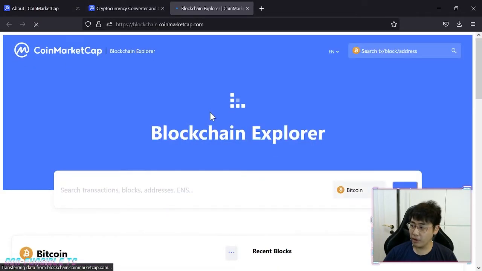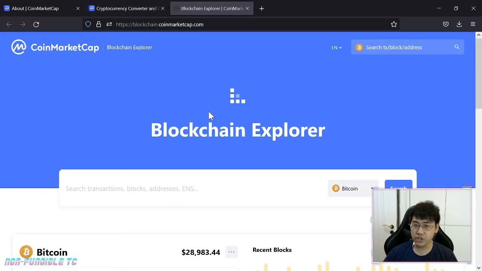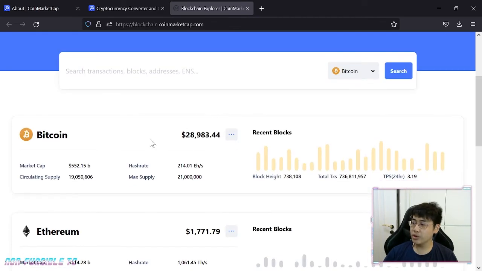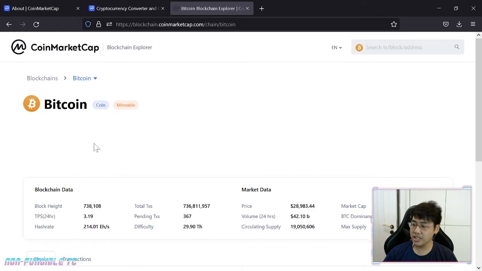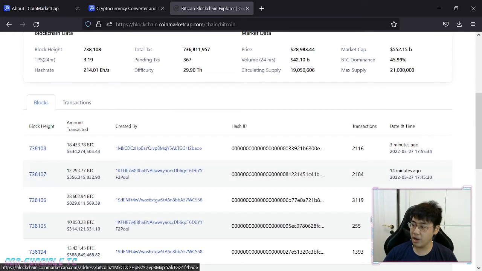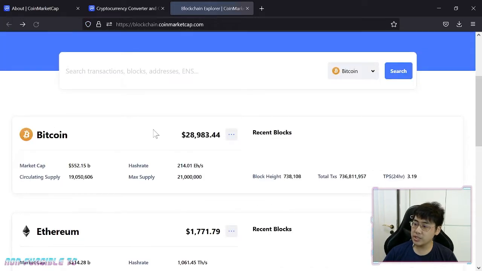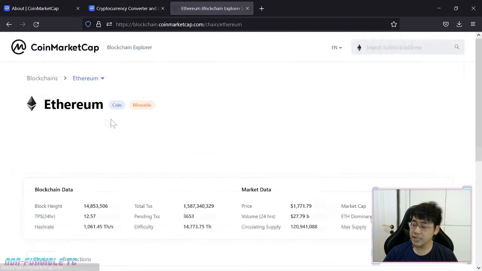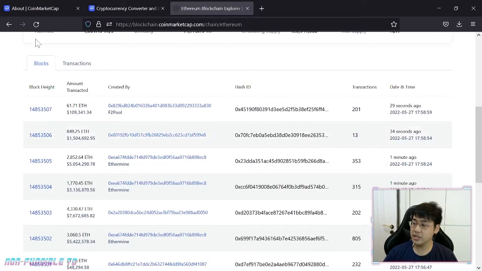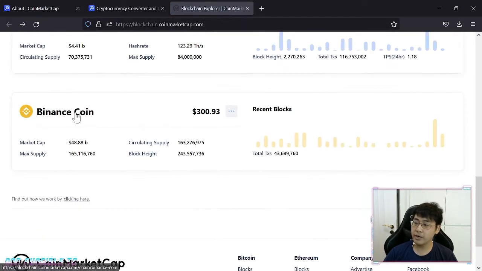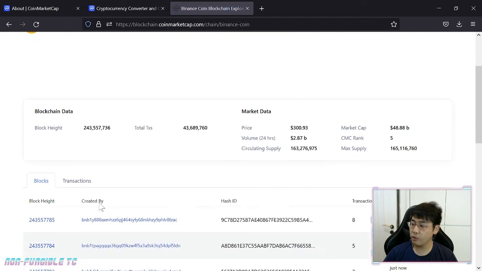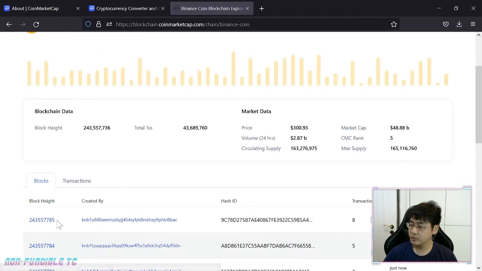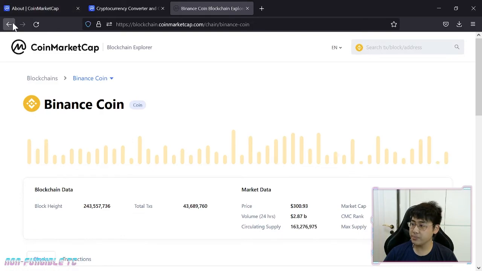So Blockchain Explorer is actually CoinMarketCap's own version of Etherscan, right? So you could actually look at Bitcoin. Okay, you click on it, you could see the activities on each block that is being mined, and it's the same for Ethereum. So this is actually Etherscan, but this is done by CoinMarketCap, right? Litecoin, Binance Coin. So it's only 4 different types of layer 1s, right? So this is the Block Explorer.